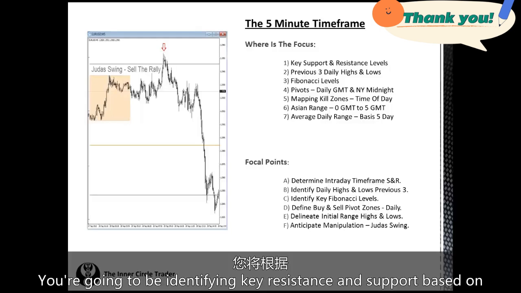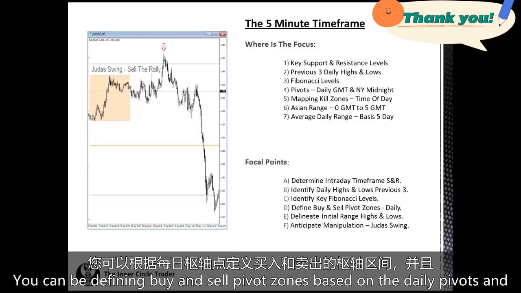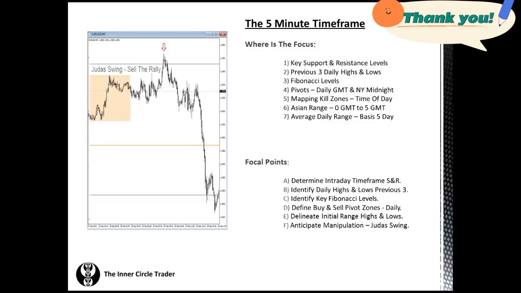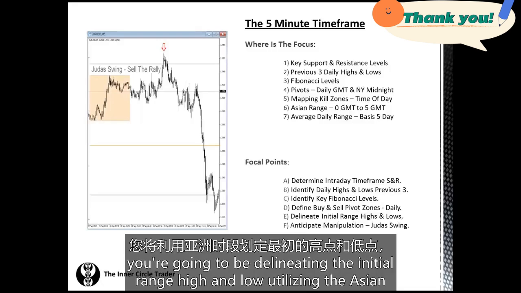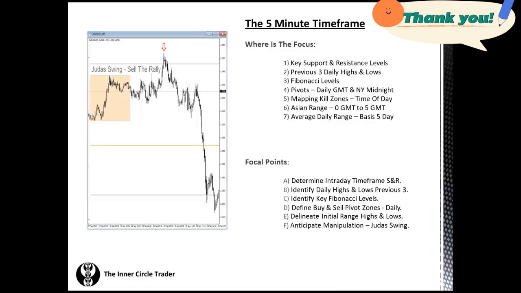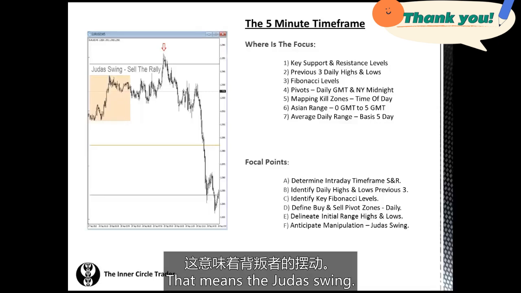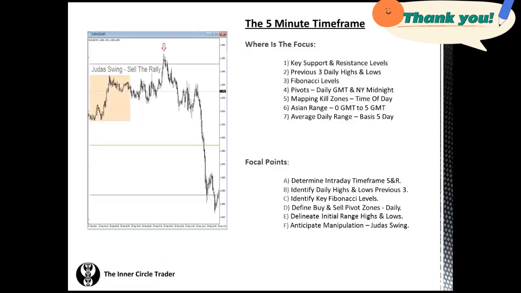You're going to be identifying key resistance and support based on Fibonacci and implied support and resistance, and looking for confluences on extensions and retracements. You're going to be defining buy and sell pivot zones based on the daily pivots, and you're going to be delineating the initial range high and low utilizing the Asian range high and low indicator between 0 GMT and 5 GMT. And in this time frame, you're going to be anticipating the manipulation, that meaning the Judas swing.